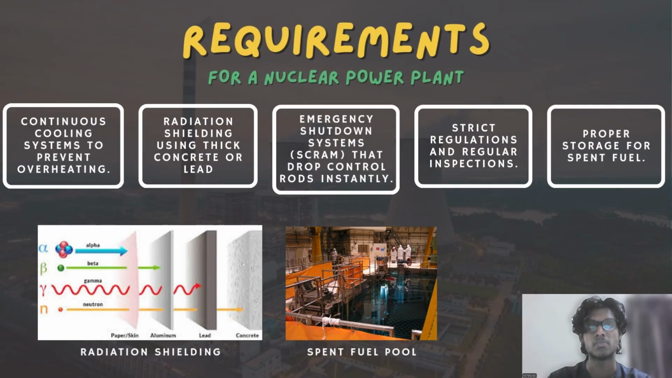Spent fuel is carefully managed by storing it in deep water pools that cool it, and later transferred to dry cask storage. Finally, nuclear plants follow strict regulations and undergo regular inspections, checking reactors, cooling systems, and radiation levels to maintain high safety standards at all times.